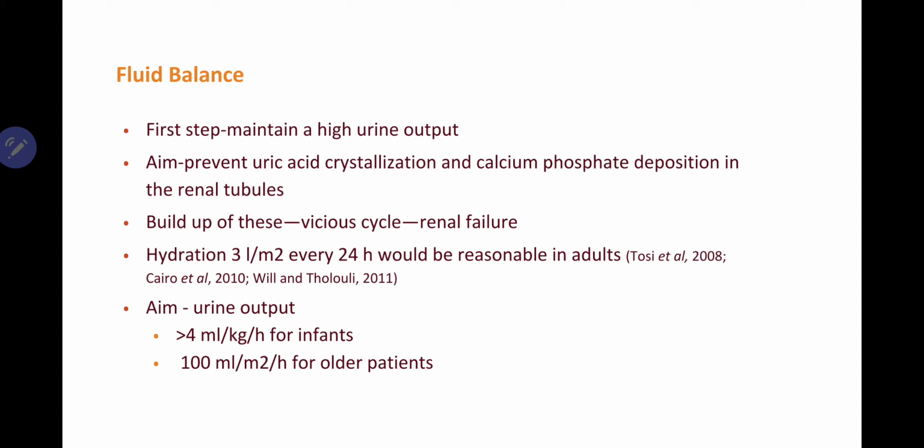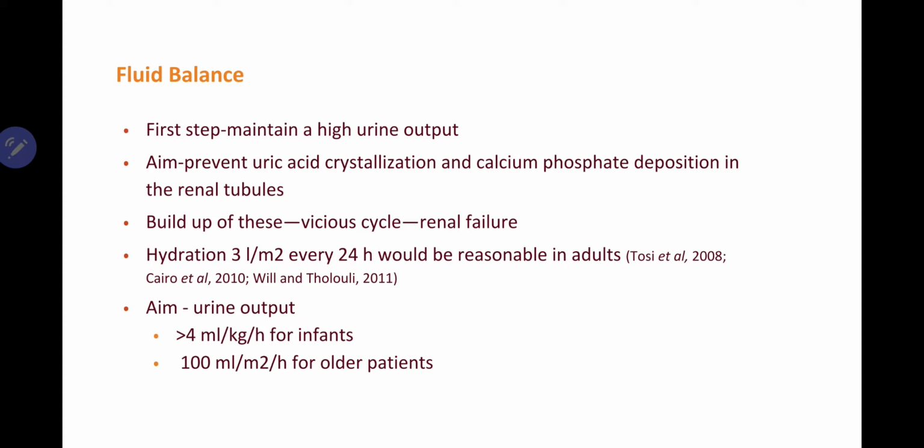First thing to observe is the fluid balance, because we need to maintain a proper urine output. I'll tell you the targets. Our aim is to prevent uric acid crystallization and calcium phosphate crystallization, and hence to prevent acute kidney injury. If they build up, there will be a vicious cycle which will lead to renal failure and death.